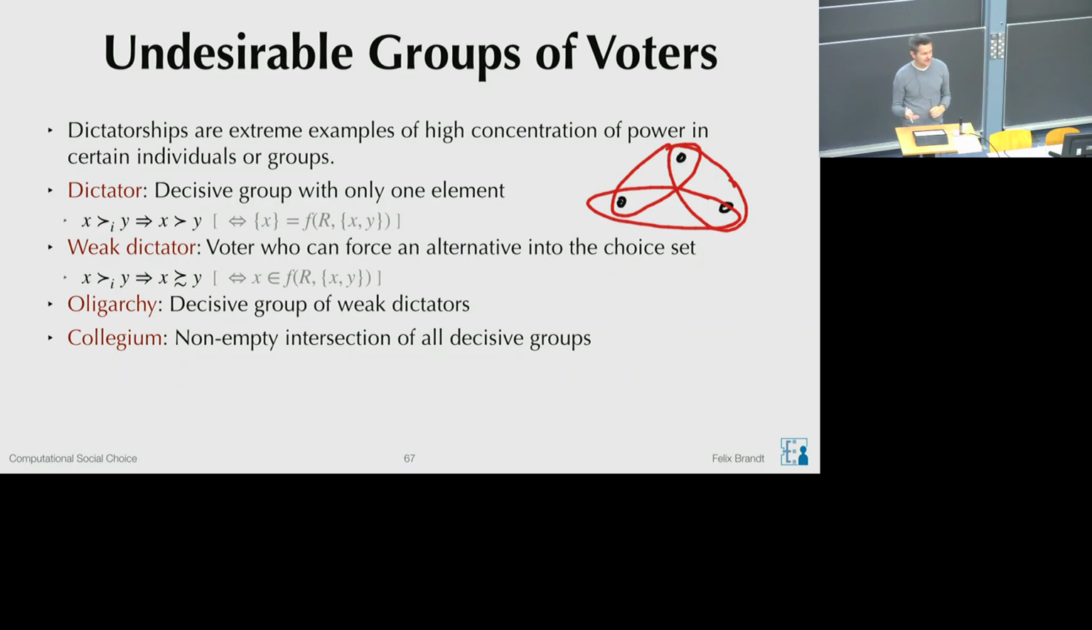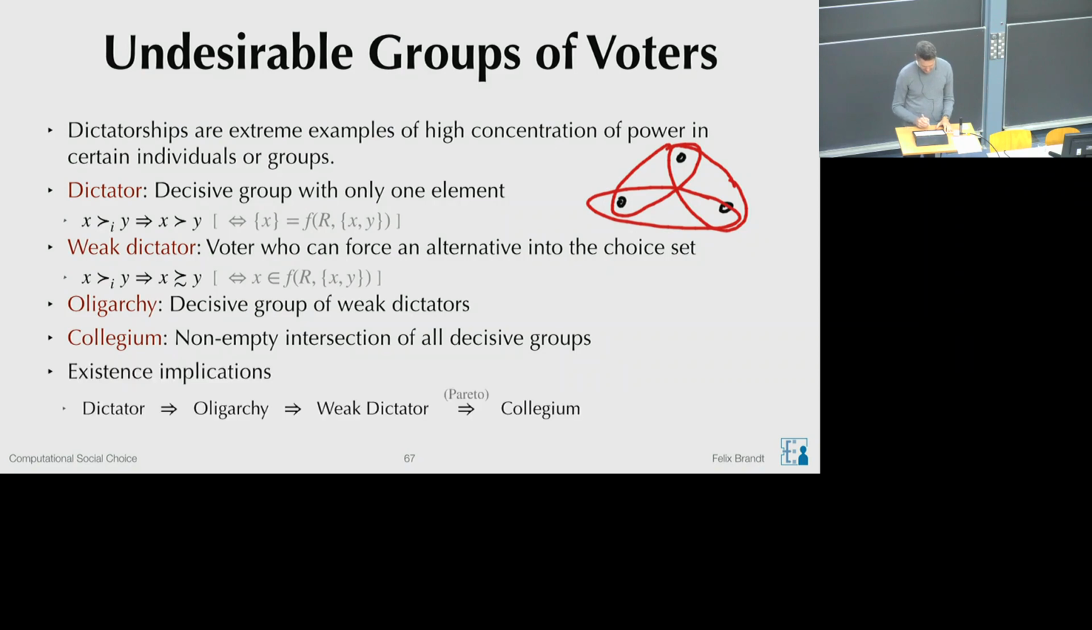So it's something undesirable. It's not as bad as a dictatorship or as a weak dictator, but it is bad. So we don't want to have a voter who's contained in all decisive sets, because that means without this voter, certain decisions can just not be made.